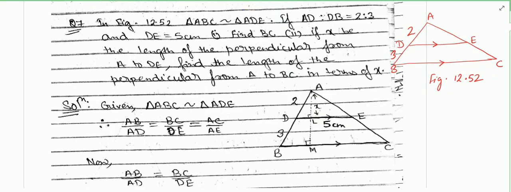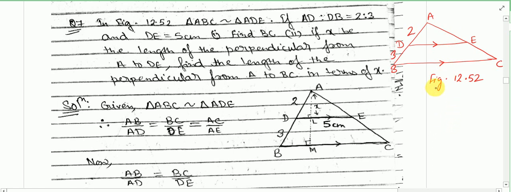Okay, now let us see question number 7. Question number 7 says that in figure 12.52, this figure is given to you, triangle ABC is similar to ADE. So this triangle ABC, the bigger one, is similar to this smaller triangle ADE.